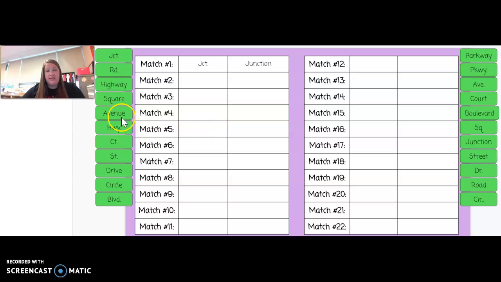You will continue to find these matches and make sure you use all of these green pieces until you have 22 of them. When you're done, check for spelling, check for capitalization before you click Submit Assignment.